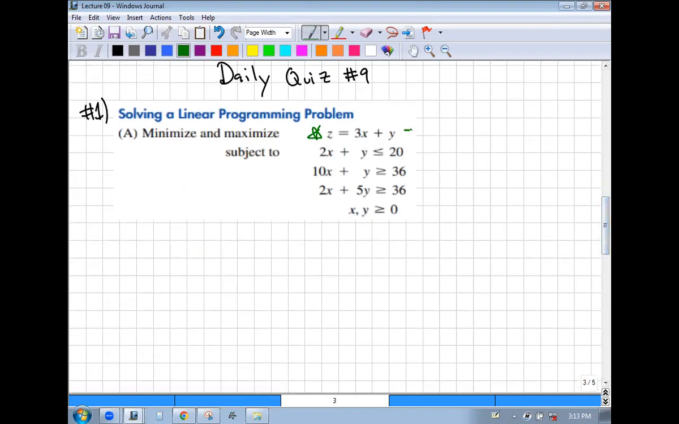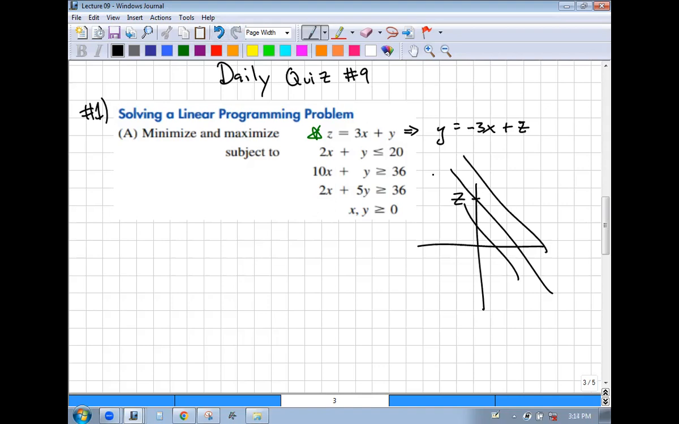Okay. This one here we will write as y equals negative 3x plus z. Right. So what's the z doing here? Well, you plug in different values for z and you get different lines, right? Like if you're going to graph this, this is your y-intercept, right? Whatever z is. And then you have a slope of minus 3, so it looks something like that, okay? But as you change z, this line just goes up or down.